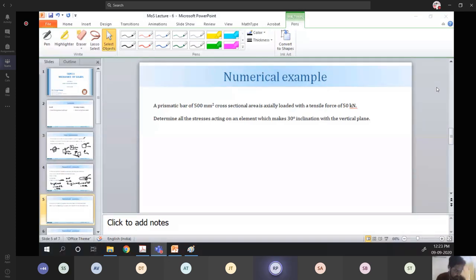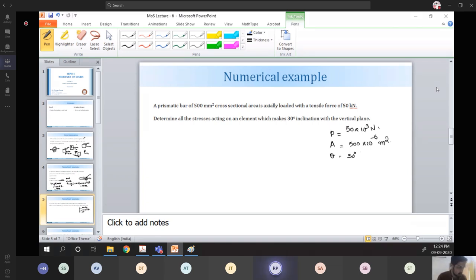Let's finish this problem. Just tell me the values for P, A, theta. Sir, theta will be 30 degrees, because here the element is making 30 degrees with the vertical plane. And the area will be 500 millimeter square, and the tensile force will be 50 kilonewton, so 50 into 10 to the power of 3 Newton.